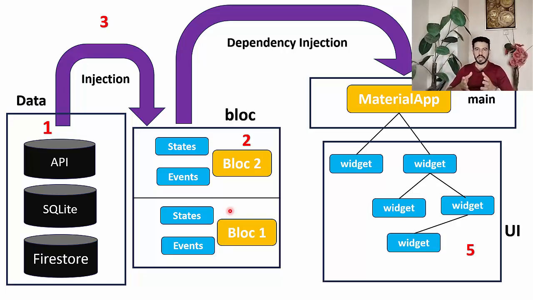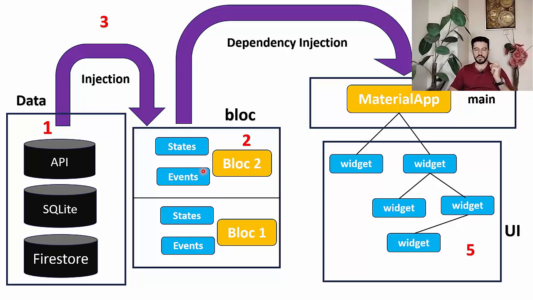Maybe I have another task like login, for example. So I can add another one called login block, and so on. So it doesn't depend on how many screens you have. It's not related to the screen, it's related to the task, the functionality that you need. So for each functionality, or for each task, you can add a separate block.